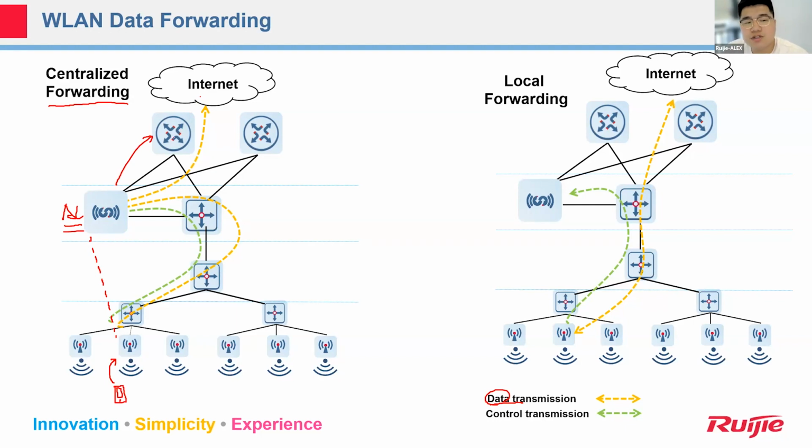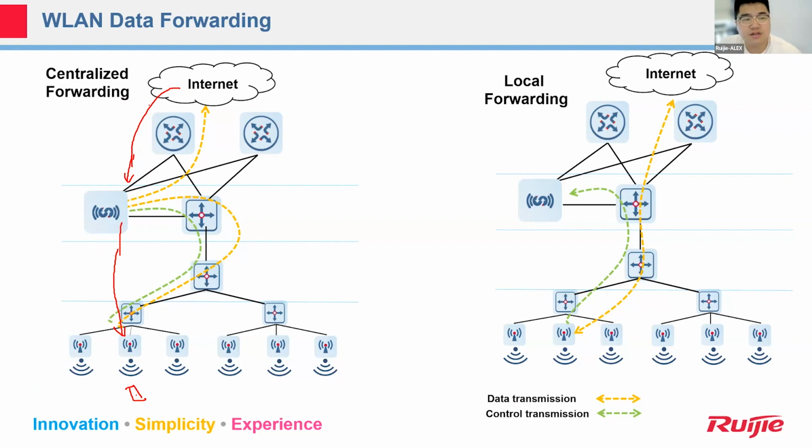Okay, and for the traffic from the internet to the STA, the traffic from the internet will be sent to the gateway, and the gateway will send it to the AC. The AC will send it to the AP through the CAPWAP tunnel, and the AP will send it to the STA.